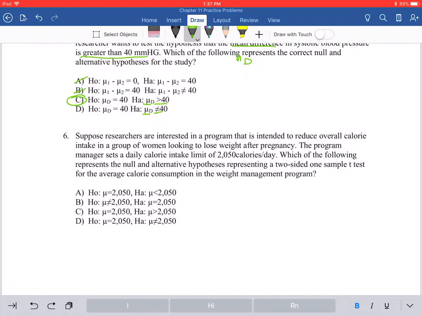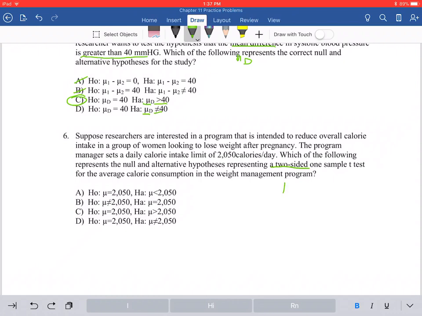Suppose the researchers are interested in a program that is intended to reduce overall calorie intake in a group of women looking to lose weight after pregnancy. The program manager sets a daily calorie intake limit of 2050 calories a day. Which of the following represents the null and alternative hypothesis representing a two-sided, so let's underline that, two-sided one-sample t-test for the average calorie consumption in the weight management program?